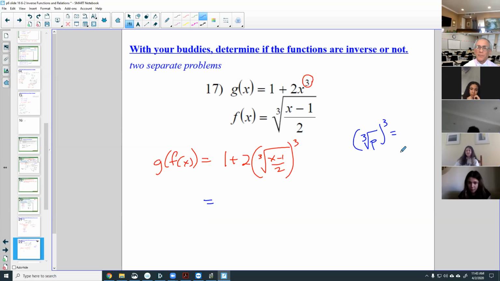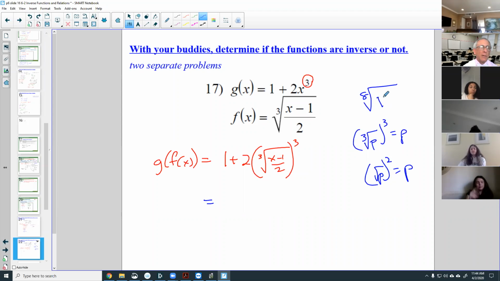No. I don't know. Okay. So the cube root, if I have a cube root and I cube it, those are what we call inverse operations. It's just like if I had the square root of p and I squared it, can you see that that's equal to p? Cube root of p and I cube it, it's equal to p. Oh, okay, that makes sense. Right? If I take the 8th root of p and I take it to the 8th power, it's equal to p. Is everybody okay with that?